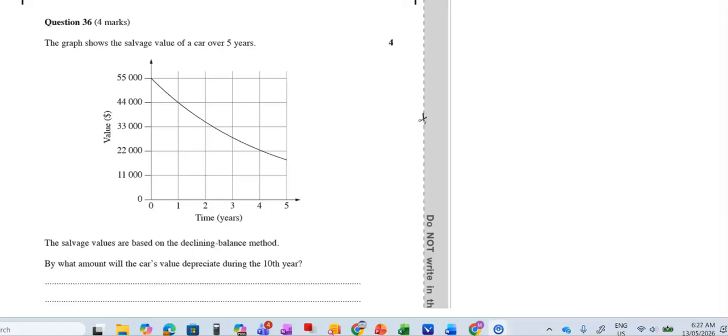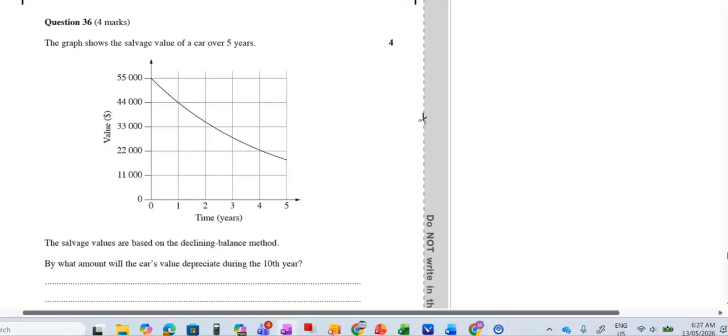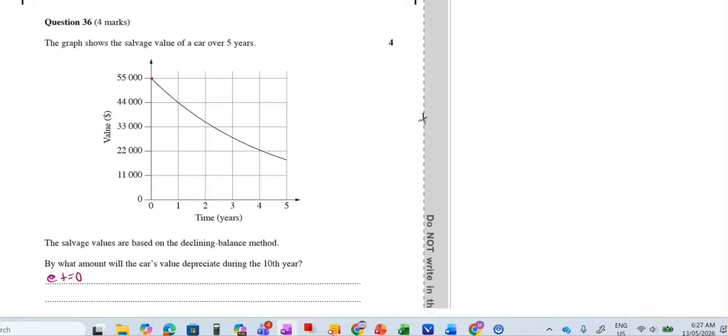Pause here to try yourself. All right, so what can I see that's helpful? I can see that at t equals 0, it has a value of 55,000. So at t equals 0, the salvage value equals 55,000, which implies that that's the initial value.